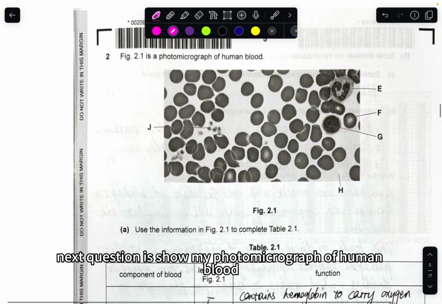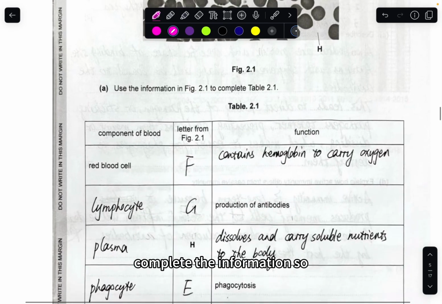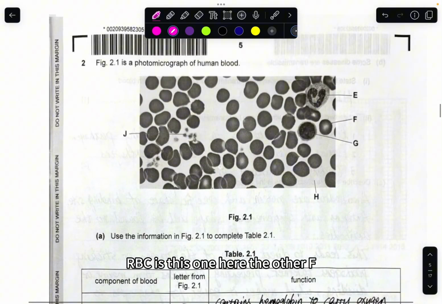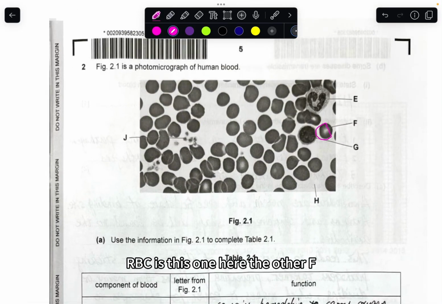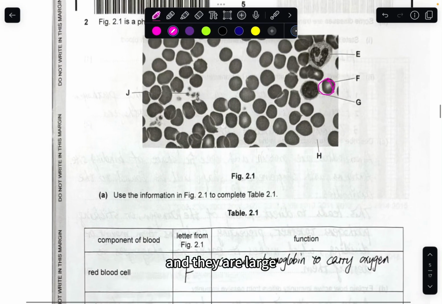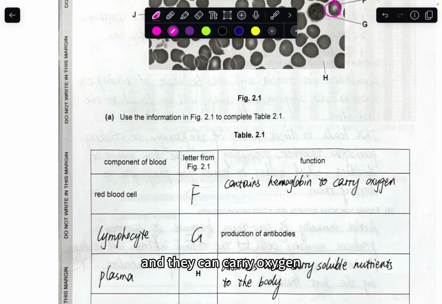Next question, they show a photomicrograph of human blood, and we complete the information. So RBC is this one here, they are the F. How can we say this is RBC? Because they don't have the nucleus in there, they are large, and the function is to contain hemoglobin, and they can carry oxygen.